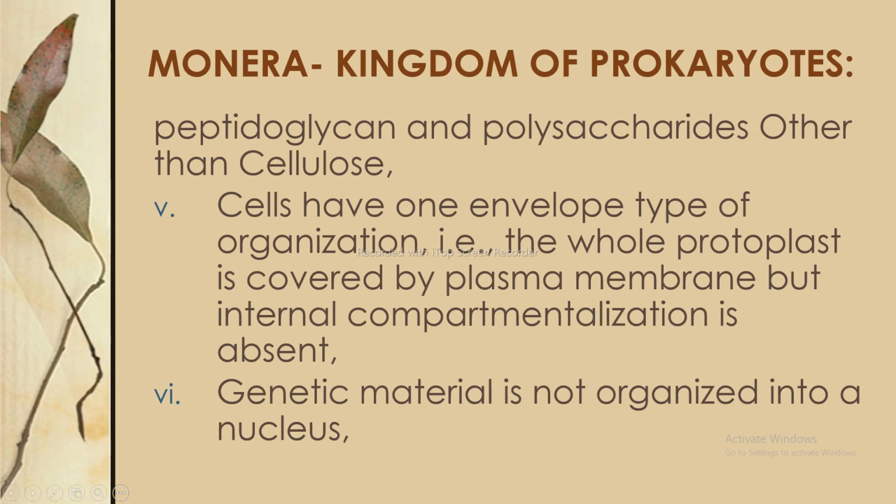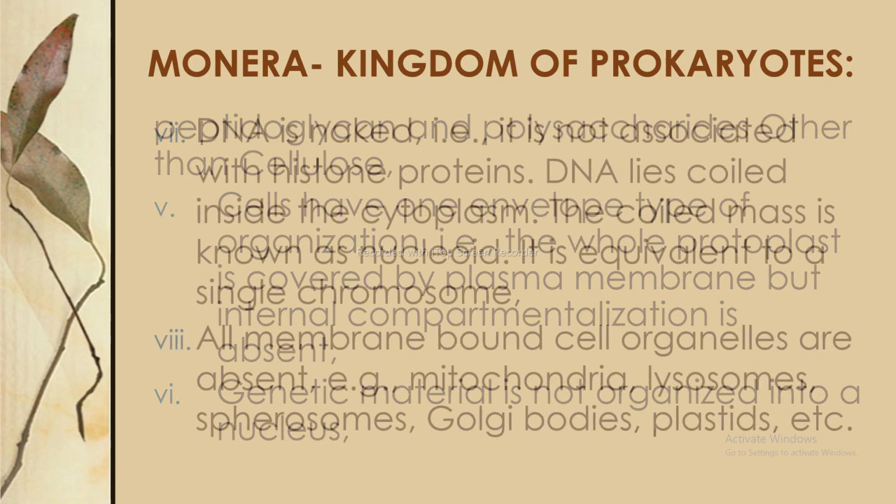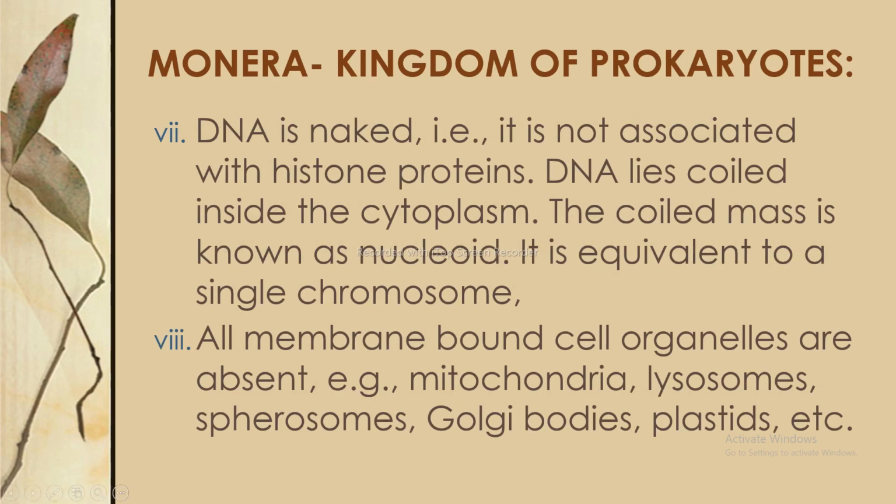For example, the whole protoplast is covered by plasma membrane, but internal compartmentalization is absent. Genetic material is not organized into the nucleus. DNA is naked. For example, it is not associated with histone proteins. DNA lies coiled inside the cytoplasm. The coiled mass is known as the nucleoid. It is equivalent to a single chromosome.